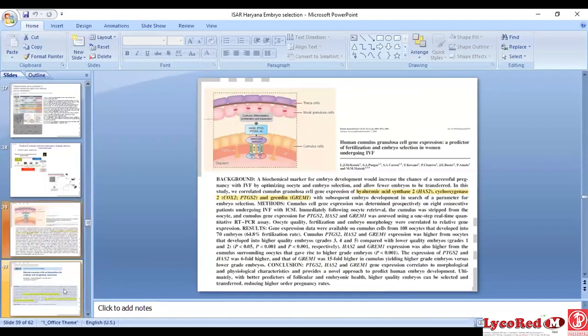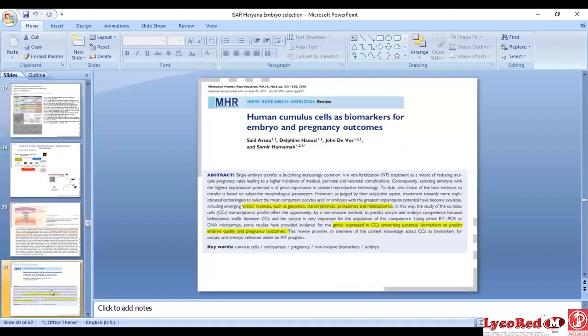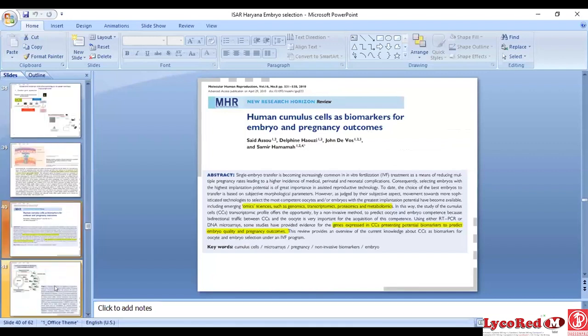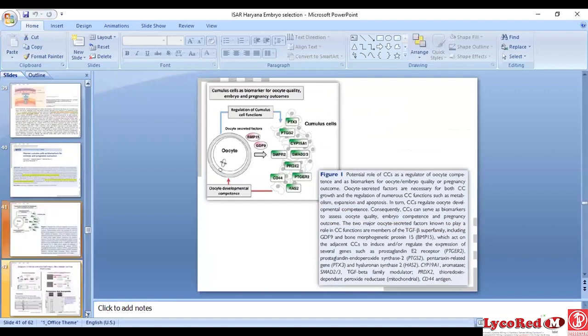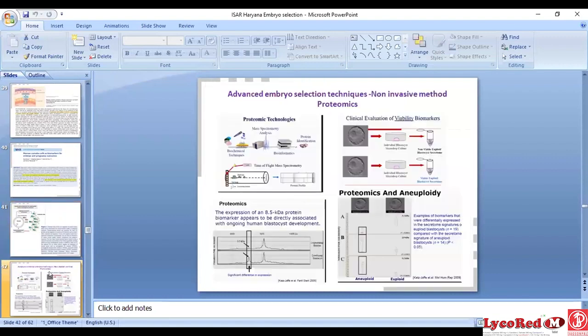And for that, much evidence says that these genes are good biomarkers for embryo and pregnancy outcome. This is one of the papers which supports that gene expression test. This is another paper which also supports the cumulus gene expression. If it is tested in the lab, then that oocyte can be cultured separately, and we can check that embryo, and we can prefer that embryo for the embryo transfer.